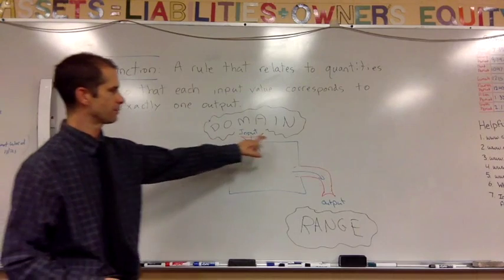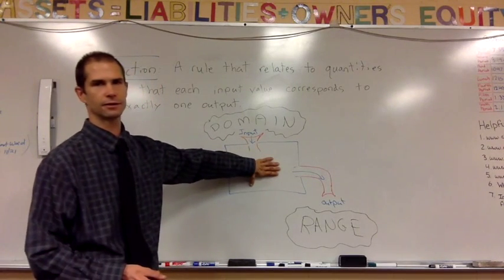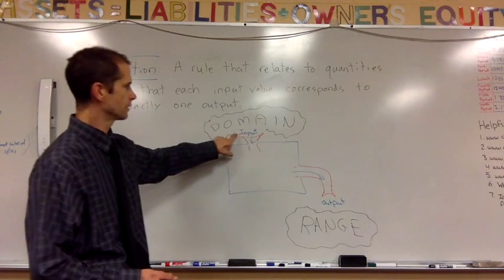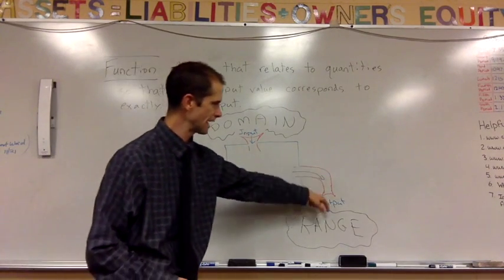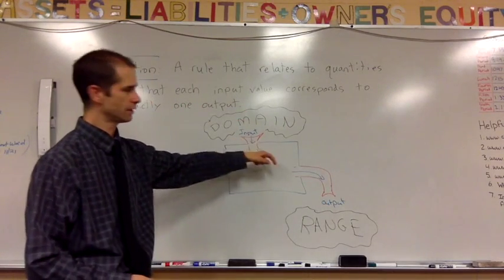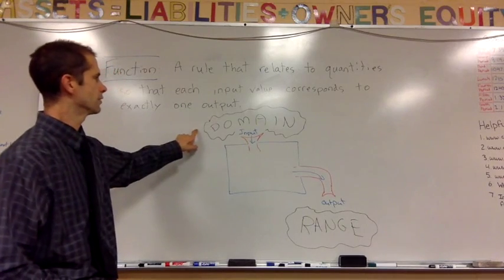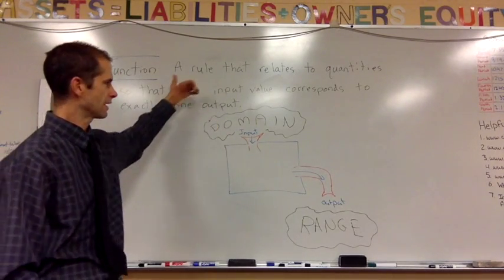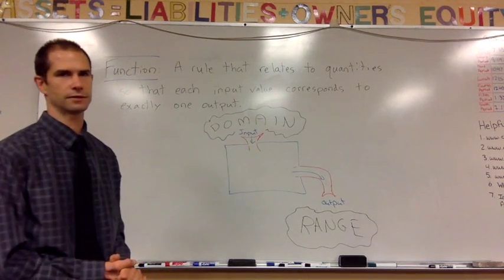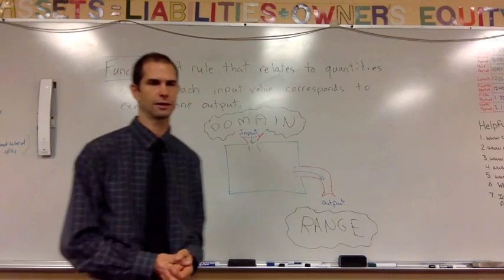So if we look at the picture, we can see all the different pieces to a function. This box here is our function. We see that we have an input value. It goes in and it comes out. There is only one input leading to one output. Now, the domain is all the numbers that can be possible inputs to that function. The range is all the possible outcomes.